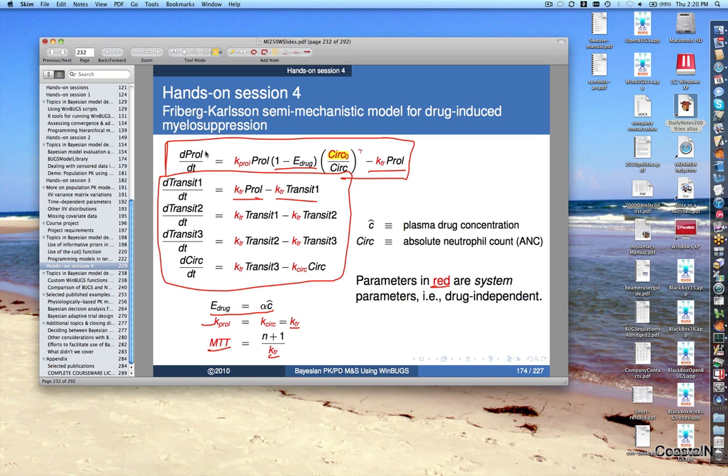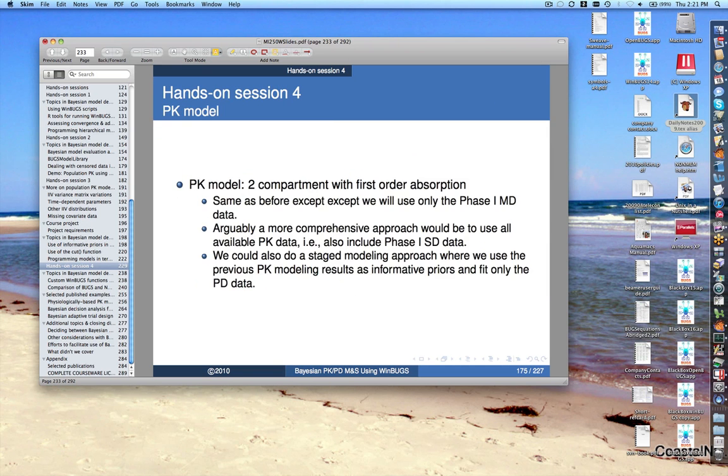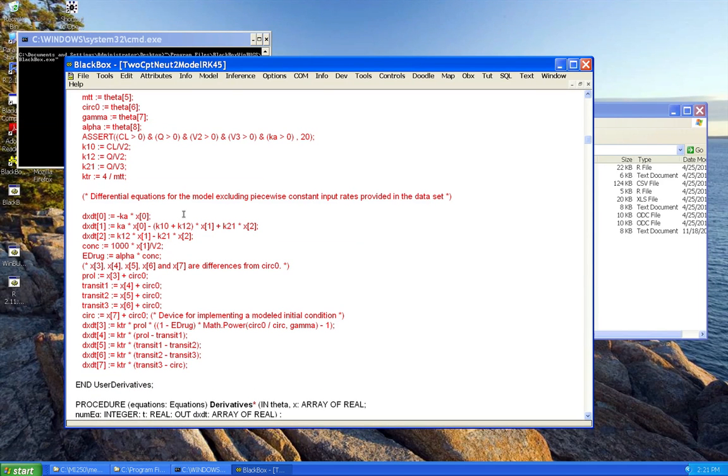Well, when you take the derivative with respect to that new variable, you actually get exactly the same value, because you're taking the derivative of a function of time minus a constant. So you get the same derivative value back, but on the right hand side, wherever you see a particular value, you have to replace it by the corresponding x minus circ0. So wherever you see PROL, you would need to replace that by x3 minus circ0. Wherever you see transit 1, you replace that by x4 minus circ0, and so on within the code. So that's what's going on right here.